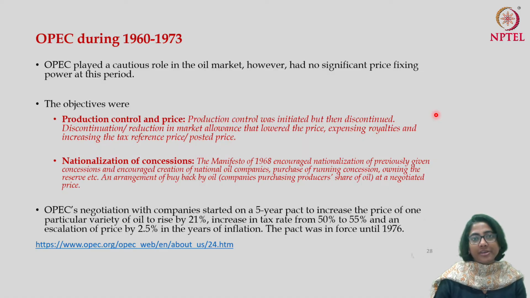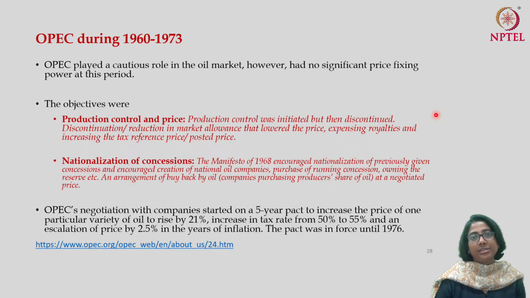So in the initial phase, as I said, OPEC did not have the power to fix the price. All they did was go through some economic logic to moderate or alter the supply and the concession, and therefore change the price regime. They had two most important objectives to achieve. One was production control and price, and the second was nationalization of concessions.